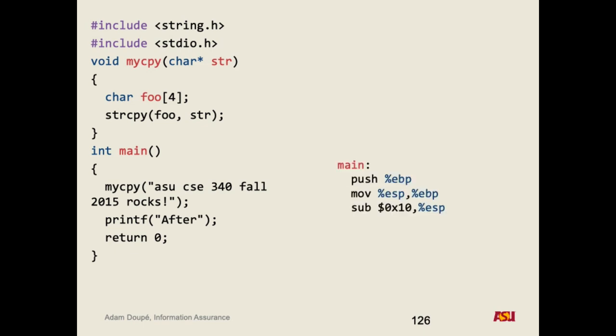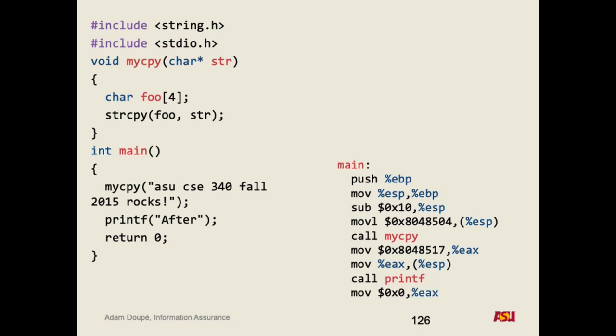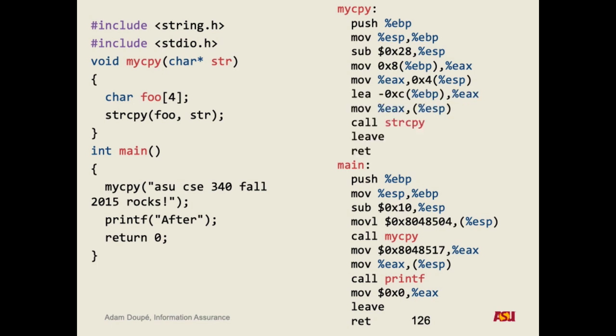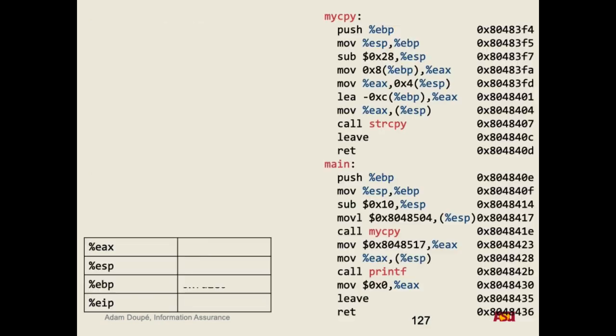So if we look at this, main will be doing all these things. It will then move a memory address, which is a pointer to that string, onto the stack pointer. It will call my copy. It will then call printf, and it will leave. Whereas my copy pushes EBP, moves the stack pointer to the base pointer, subtracts 28 from the stack pointer, sets everything up, calls string copy, leaves, and returns. So now let's step through and see what actually happens here.